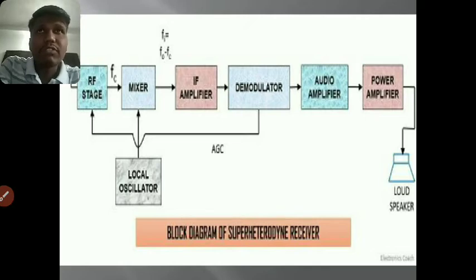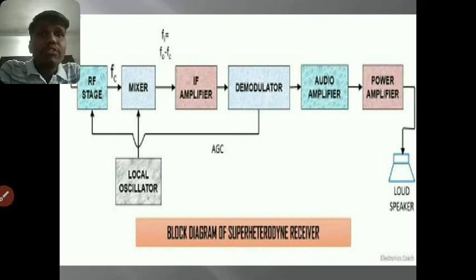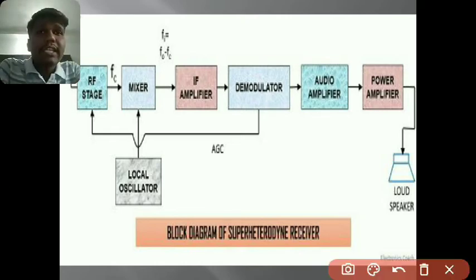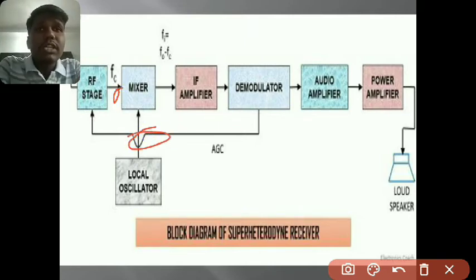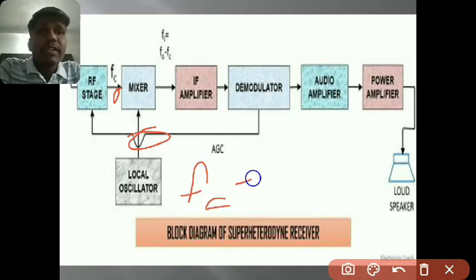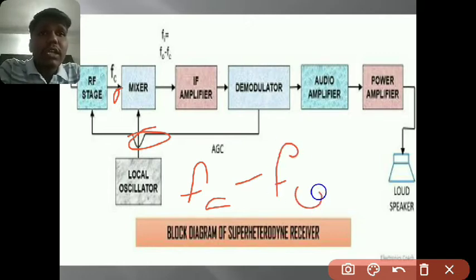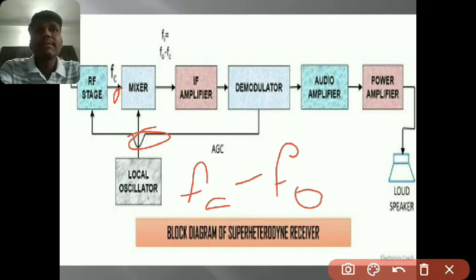The mixer has two inputs and only one output. One input is the local oscillator, and the other is the RF stage. Fc is the carrier frequency of the radio frequency, and Fo is the local oscillator frequency. So the mixer has two inputs and only one output.